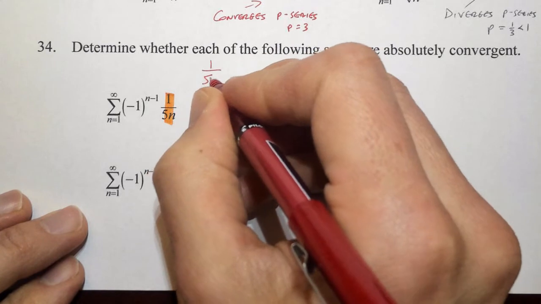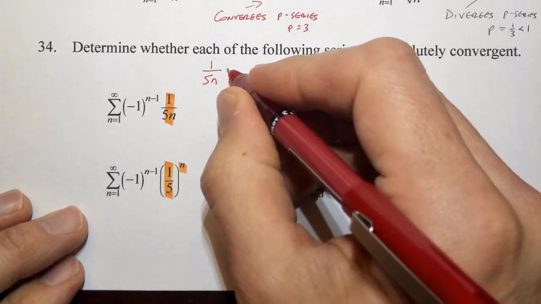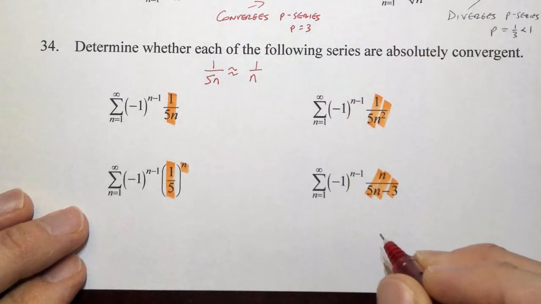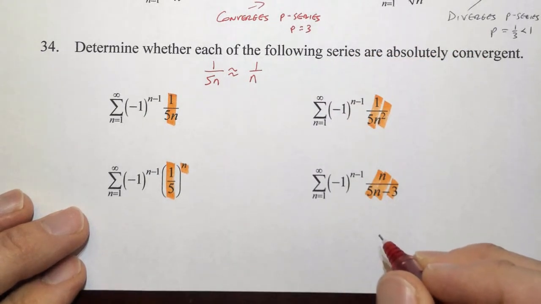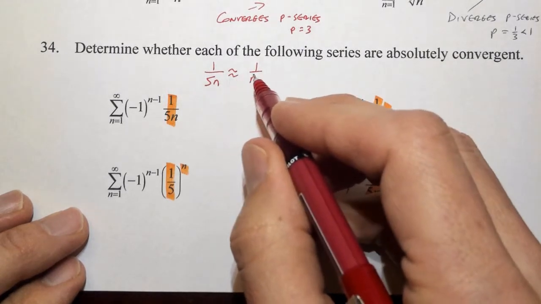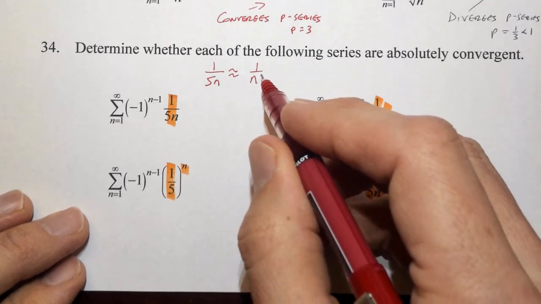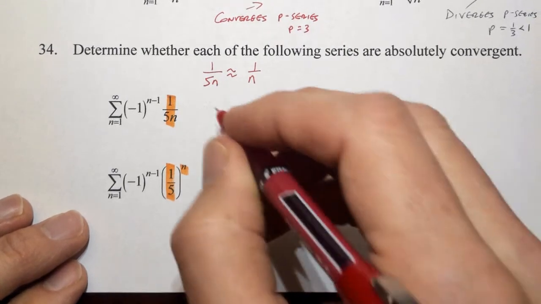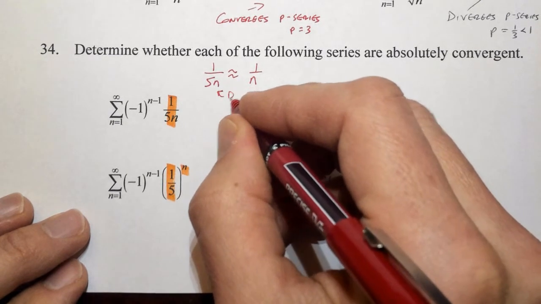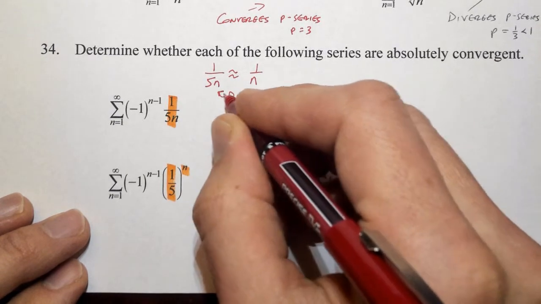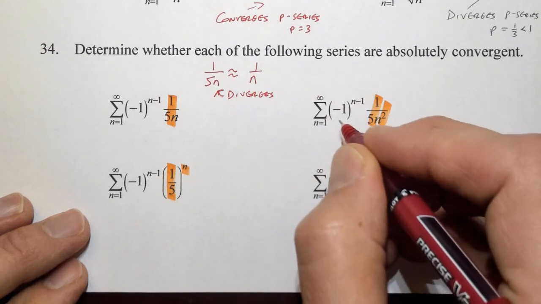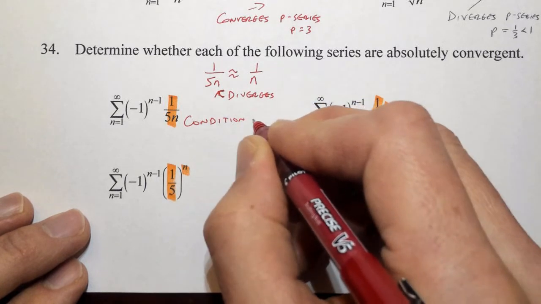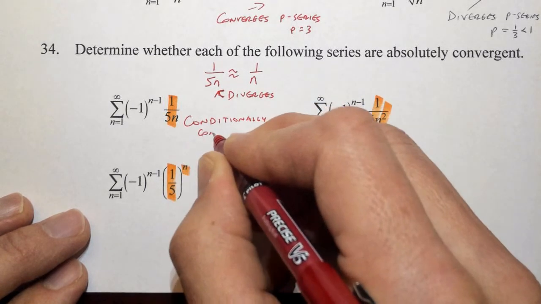1 over 5n. Well, that works very similarly to 1 over n. We can actually use the limit comparison test. We can see that we'll get an answer of 1/5 for our limit. And we're comparing a divergent series with our unknown, so this 1 over 5n diverges. Since 1 over 5n diverges, this series right here is known as conditionally convergent.